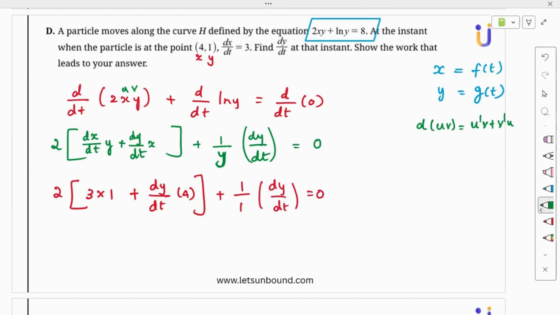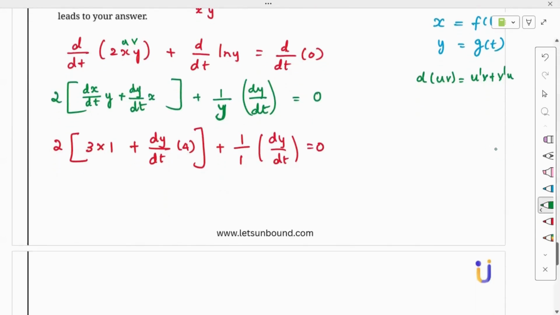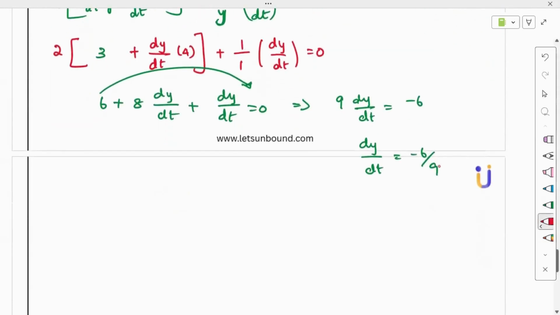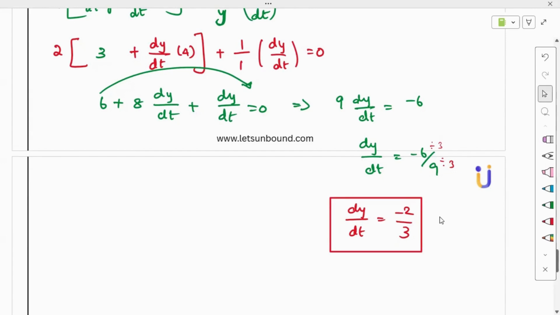Now I need to simplify and make dy/dt the subject. So this is 3, right? 3 times 1 is 3. So take 2 inside: 6 plus 2 times 4 is 8 dy/dt. And here I have 1 dy/dt, equals 0. And 8 plus 1 is 9 dy/dt on the left side. And the 6 I'm taking to the other side, minus 6. Now dy/dt is nothing but negative 6 over 9. That's it. Dividing by 3 to simplify, negative 2 over 3. So at this instant, dy/dt is negative 2/3.